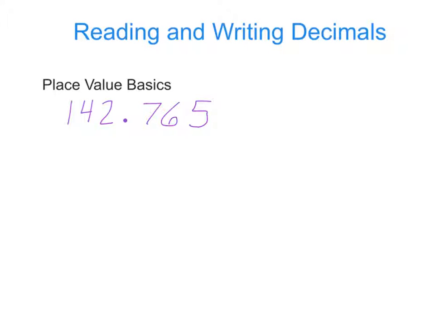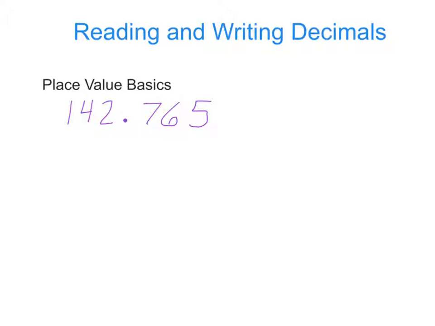Today we'll be looking at reading and writing decimals. Some place value basics. First, let's start with this number. If I ask you to read it, some people may say 142.765. Others would say that's silly, it's 142.765. And then others may respond, well, it's 142 and 765 thousandths.